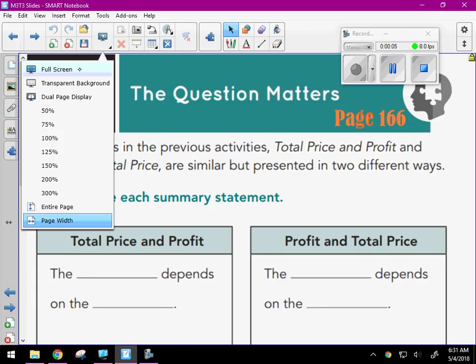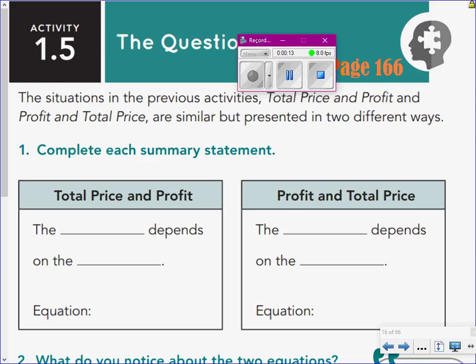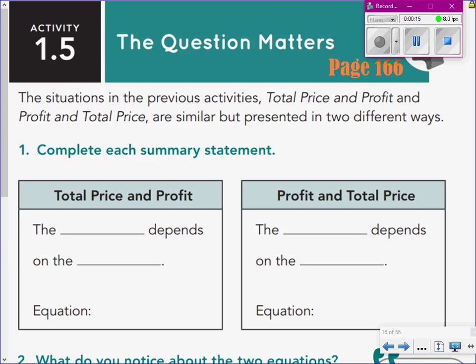Module 3, Topic 3, Activity 1.5. So in Lesson 1, Activity 5. Page 166. So yesterday we talked about, in Lesson 1.3 and 1.4, total price versus profit.